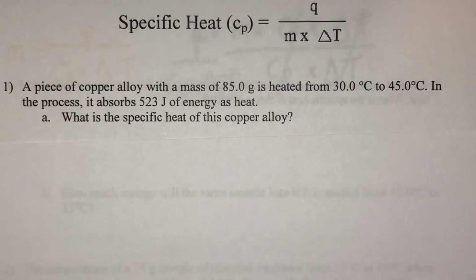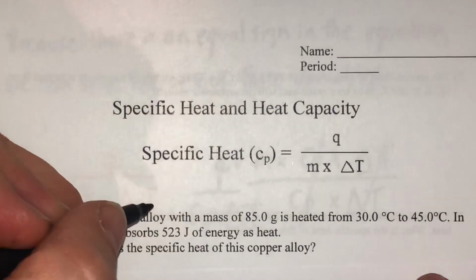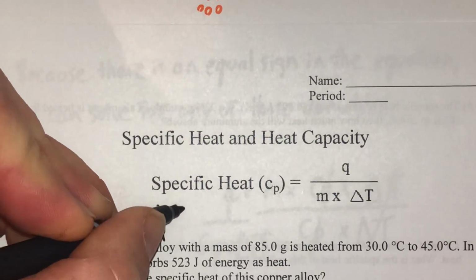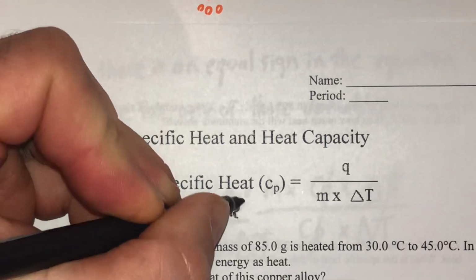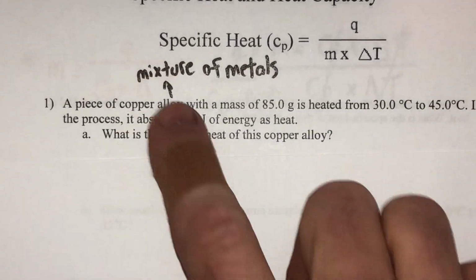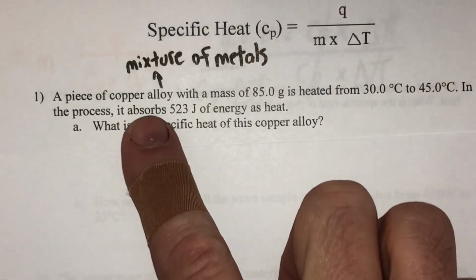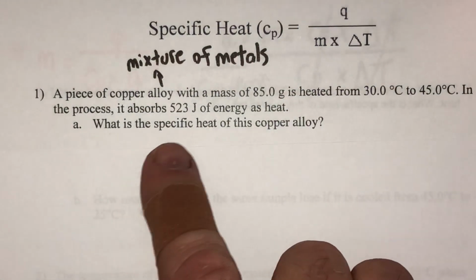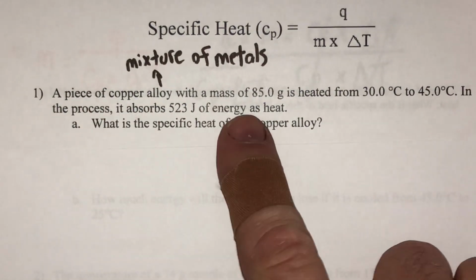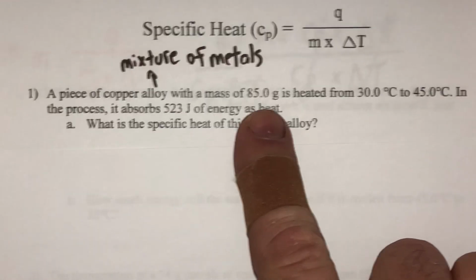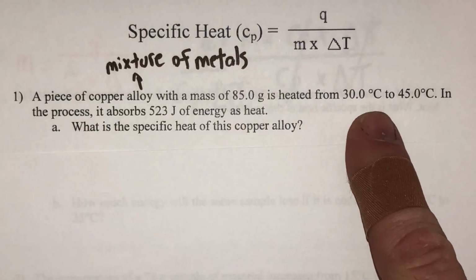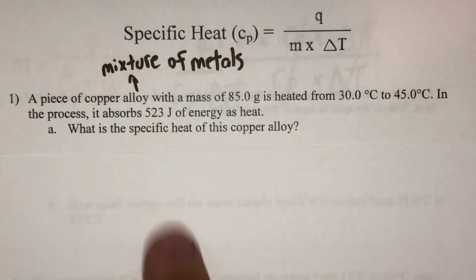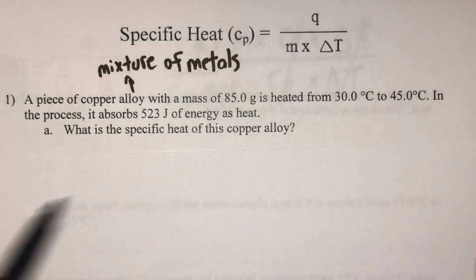Okay, so we're going to start with the first one here. We're talking about a piece of copper alloy. An alloy is a mixture of metals. Copper alloy means that it's mostly copper, but there's other metals in there like zinc and maybe some nickel that's making it harder. So it's a mixture. We've got 85 grams of that, and it's heated. The temperature is increasing by 15 degrees Celsius, and it's absorbing 523 joules of heat. That could be from a stove or from the sun or whatever.